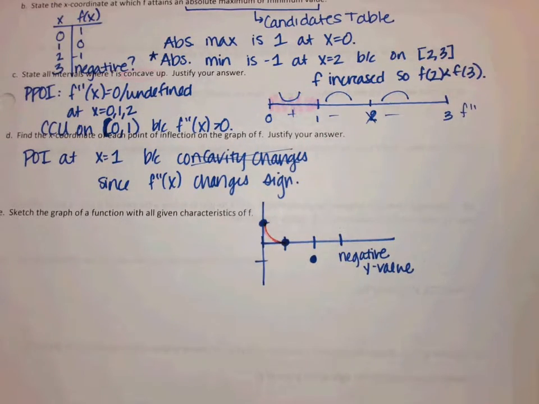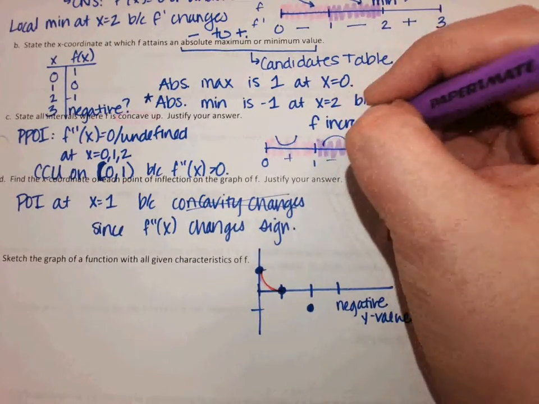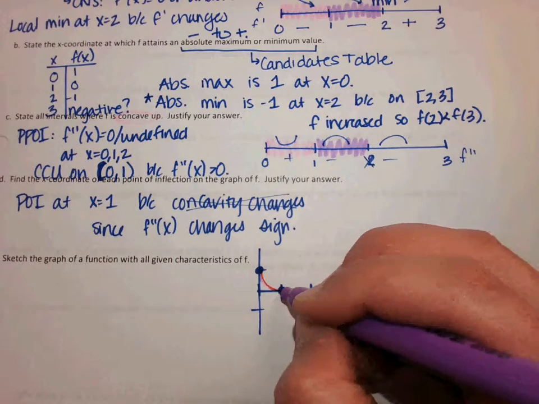Okay, next section. From 1 to 2, we'll do this one in purple. What's my graph doing? It's decreasing, but it's concave down. So I'll draw a graph that's decreasing, concave down. Should look like that.